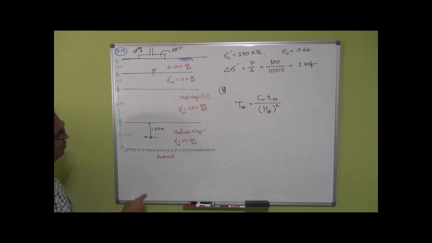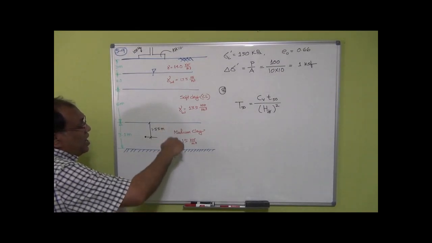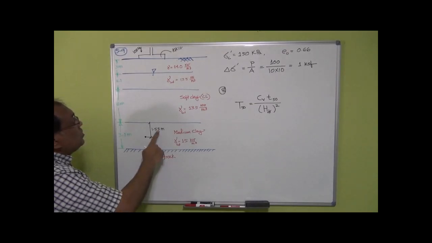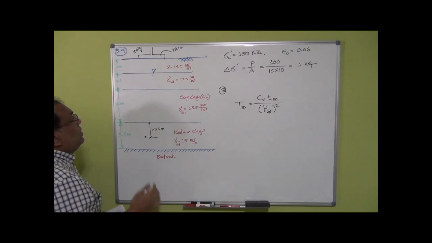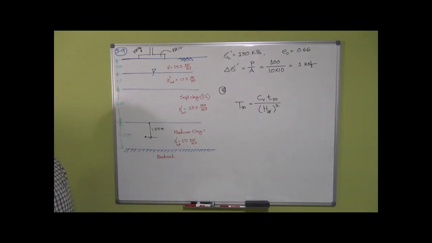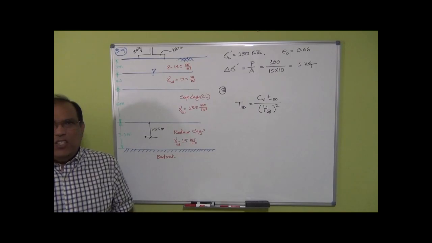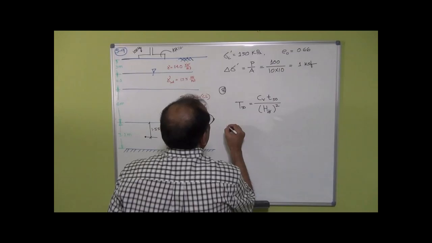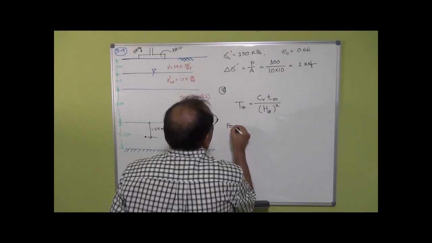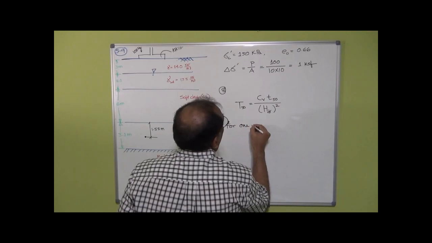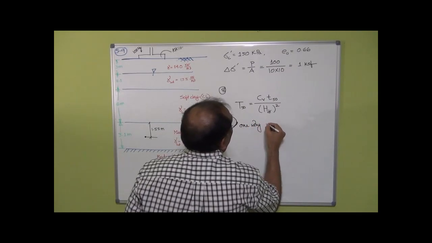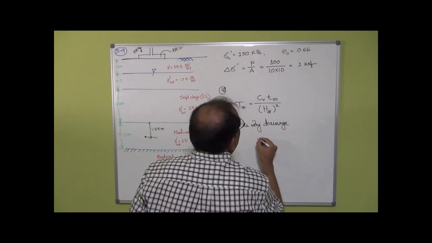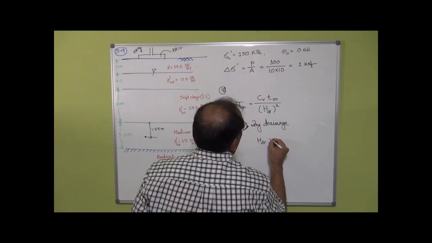So you can see there is bedrock here. The water cannot move through the bedrock because bedrock is impermeable. So the only way this one can go is the upper layer. So this is a one-way drainage. Okay, not both ways, one-way drainage. So for one-way drainage, we know HDR is basically equal to H.